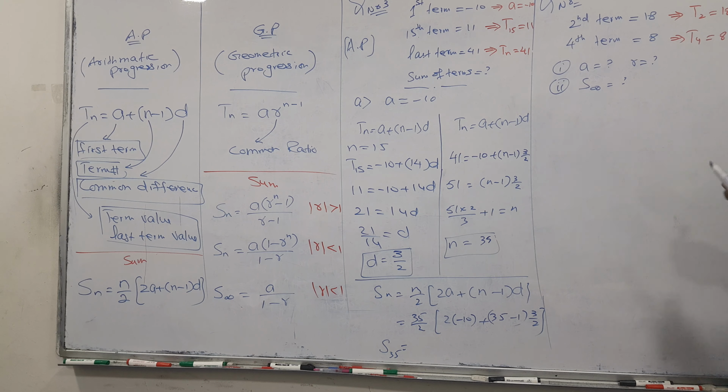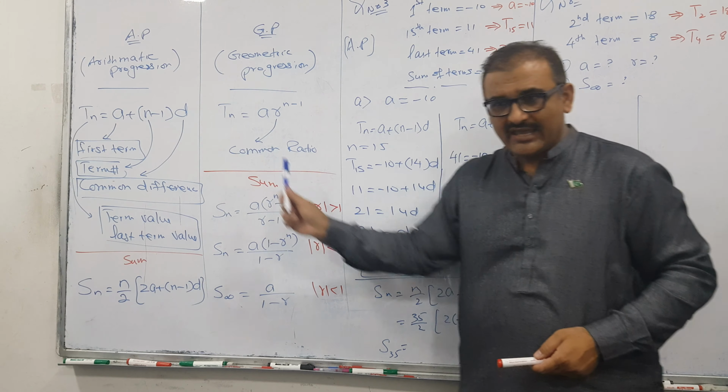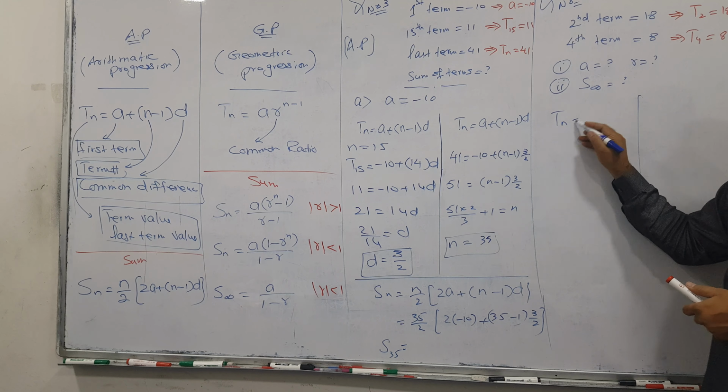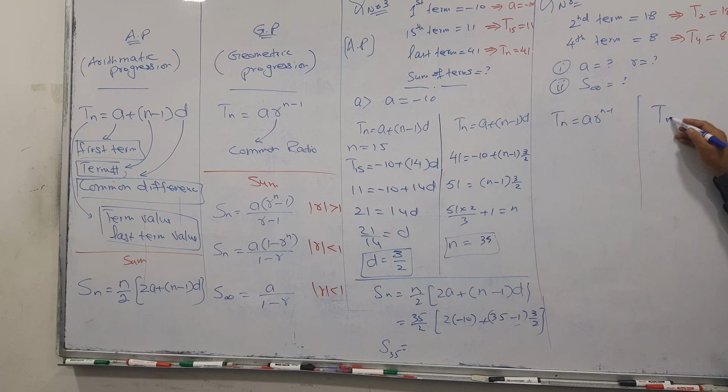It's so simple. Now let's start. What is the technique to start a question? Because we have a term formula here, I will write it twice. You ask why twice, sir? One for this and one for this. So I will write 2 times. Tn is equal to a r to power n minus 1. Similarly here, Tn is equal to a r to power n minus 1.